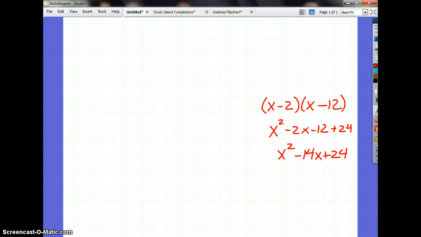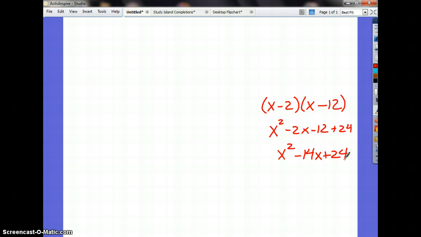In here, I have a flip chart already brought up with these two binomials. I have (x minus 2) times the quantity (x minus 12) because of my x-intercepts. I have them at positive 2 and positive 12. From there, after FOILing, we take it down to x squared minus 14x plus 24.